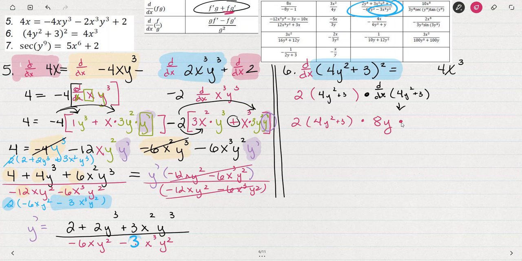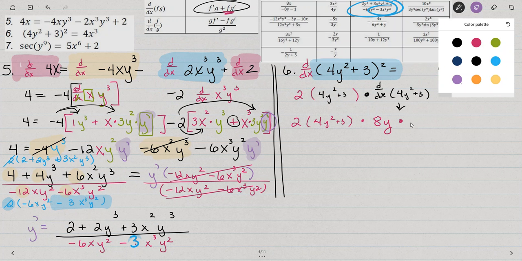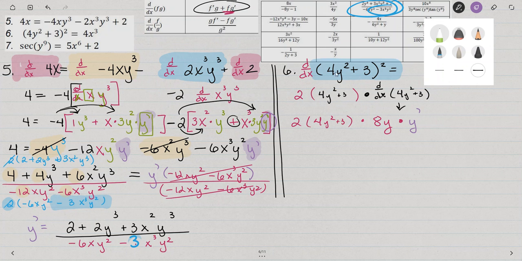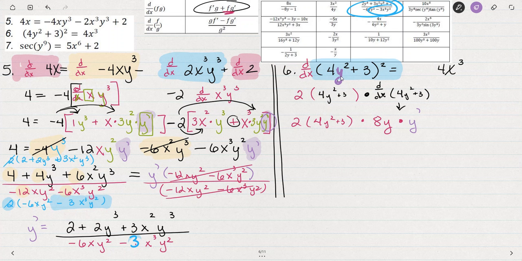And then I've got to still catch that I've got to do the derivative of y. So whenever there's a y term, I'm going to be really thoughtful about remembering that I'll need to chain. So the derivative of 4y squared plus 3 quantity squared with respect to x is going to be 2 times that quantity, 4y squared plus 3, times the derivative of 4y squared plus 3, which is 8y, times the derivative of y, which is y prime.